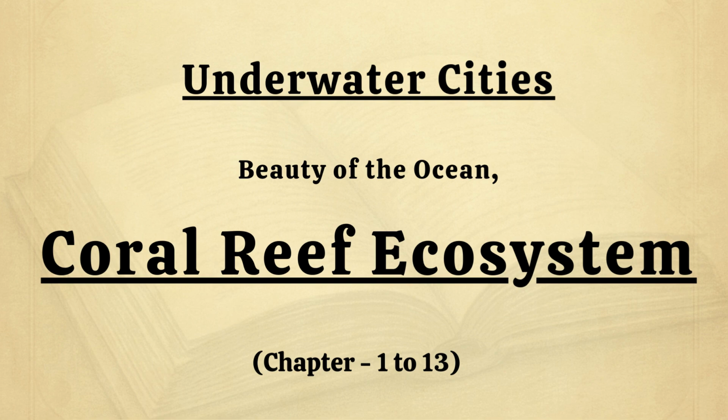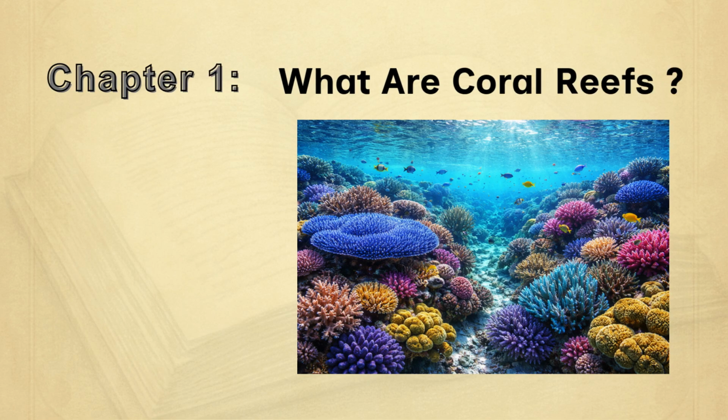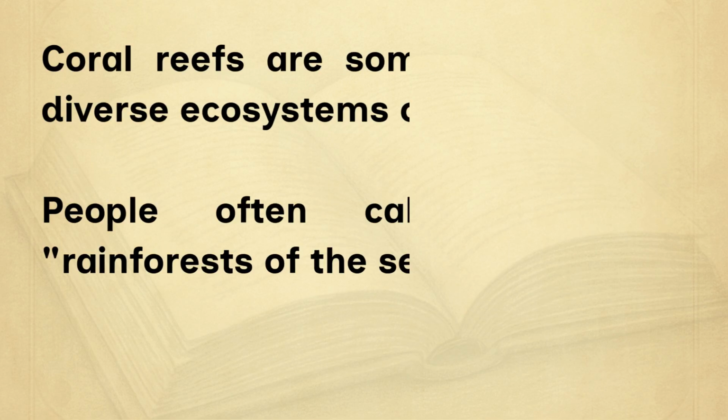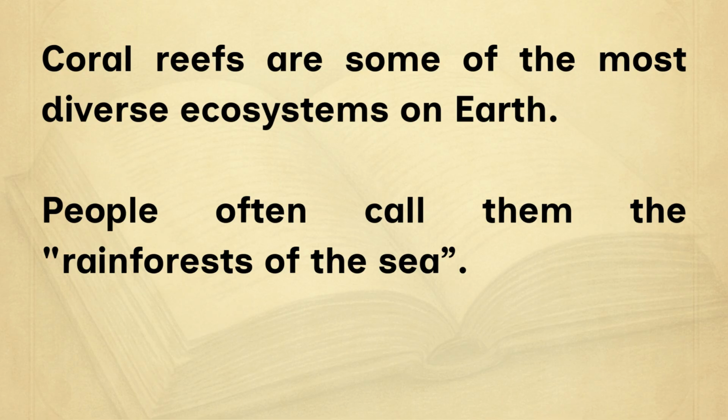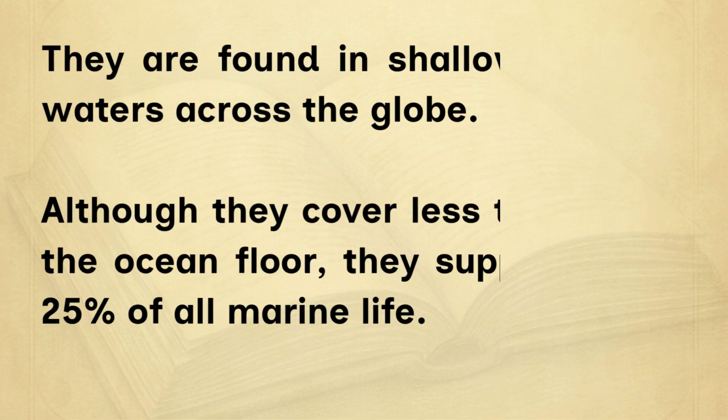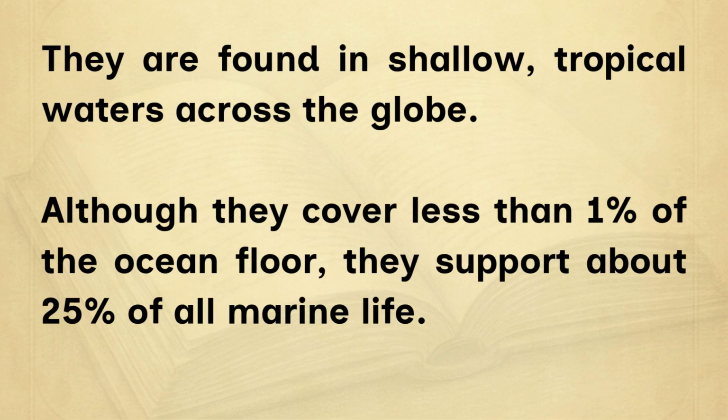Underwater cities. Beauty of the ocean. Coral reef ecosystem. Chapter 1. What are coral reefs? Coral reefs are some of the most diverse ecosystems on Earth. People often call them the rainforests of the sea. They are found in shallow, tropical waters across the globe. Although they cover less than 1% of the ocean floor, they support about 25% of all marine life.